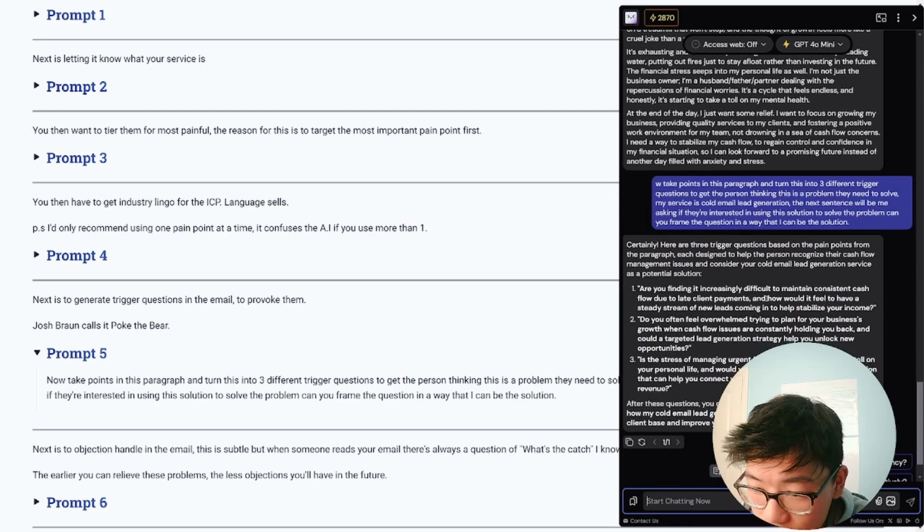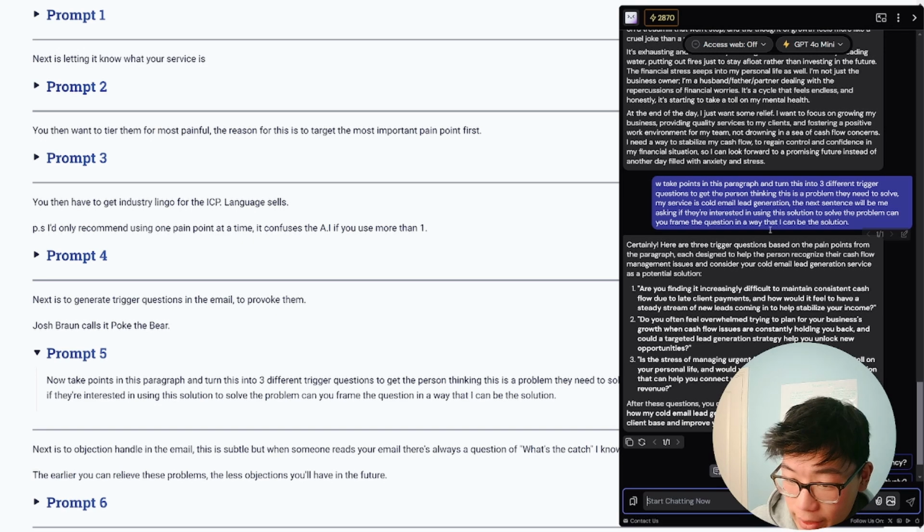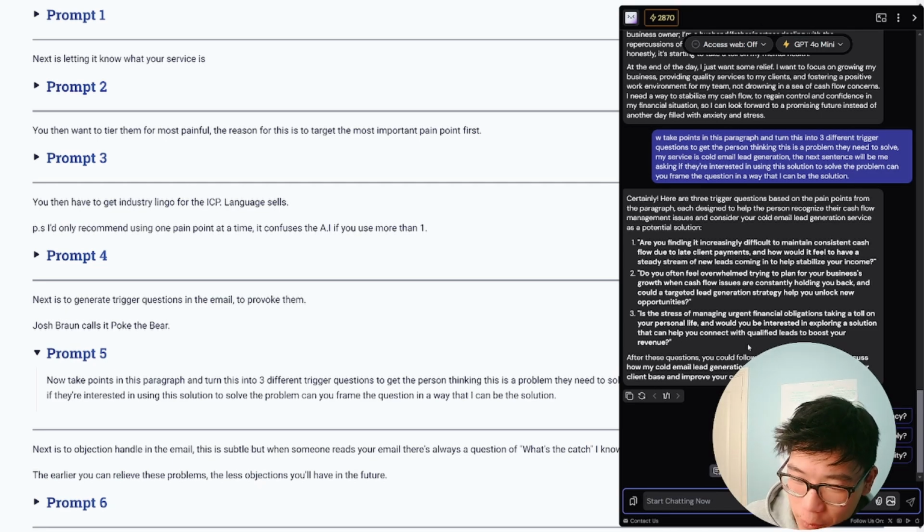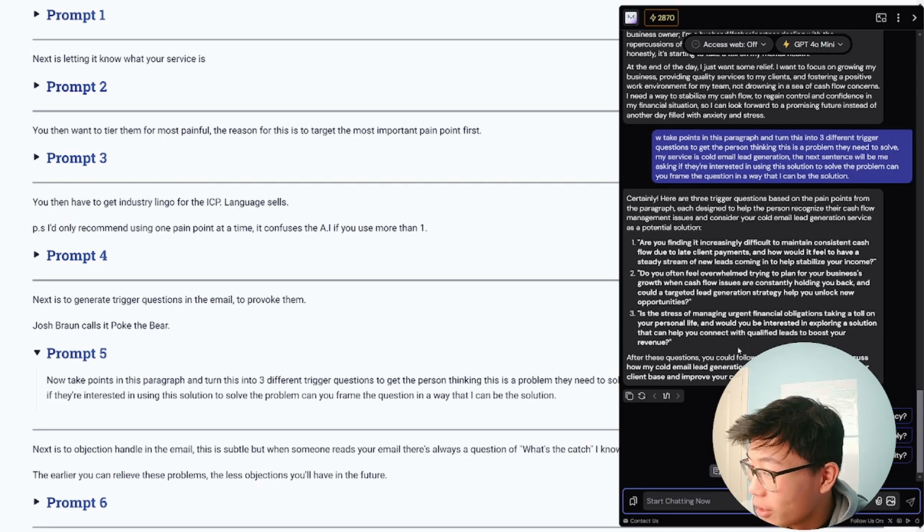Are you finding it increasingly difficult to maintain consistent cash flow due to late client payments? And how would it feel to have a steady stream of new leads coming in to help stabilize your income? Another angle: do you often feel overwhelmed trying to plan your business's growth while cash flow issues are constantly holding you back? And could a targeted lead generation strategy help you unlock new opportunities? New angle: is the stress, oh, this is a personal one, is the stress of managing urgent financial obligations taking a toll on your personal life? Would you be interested in exploring a solution that can help you connect with qualified leads to boost your revenue?